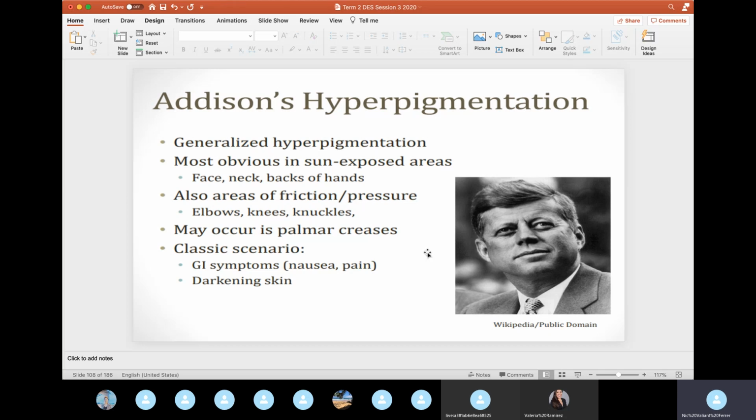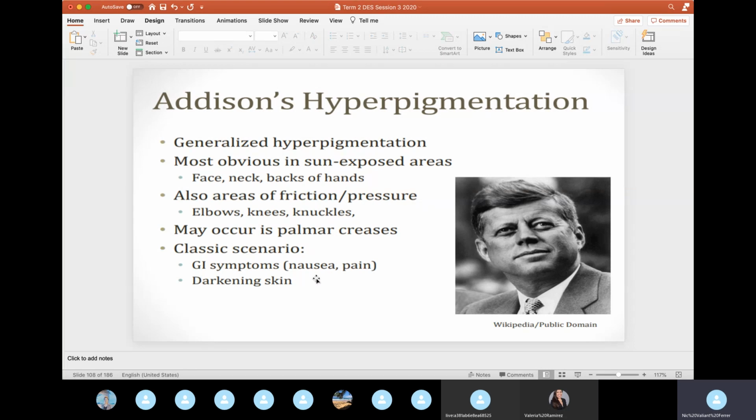Most obvious where? Sun-exposed areas. If you've seen pictures of Kennedy, he usually wears long sleeves, long clothes, right? He doesn't expose parts of his skin. Usually it can be seen in the face, neck, and back of hands. But when you can see, he has this uncanny tan, which is actually a symptom of Addison's, hyperpigmentation. Classic scenario, darkening of the skin.